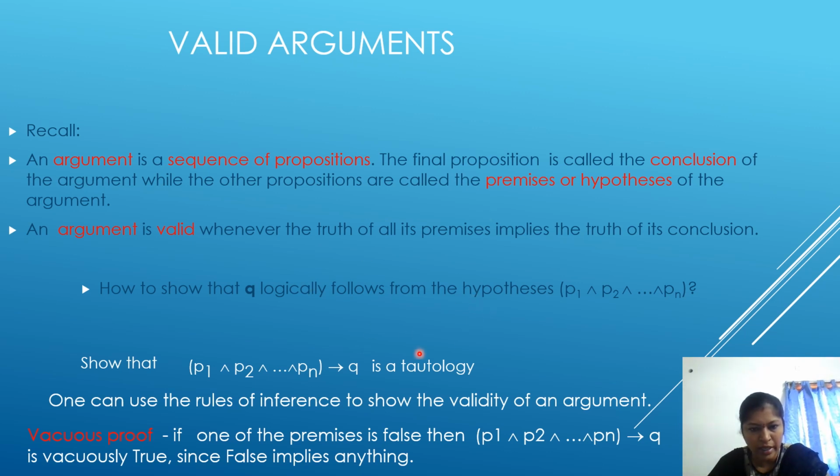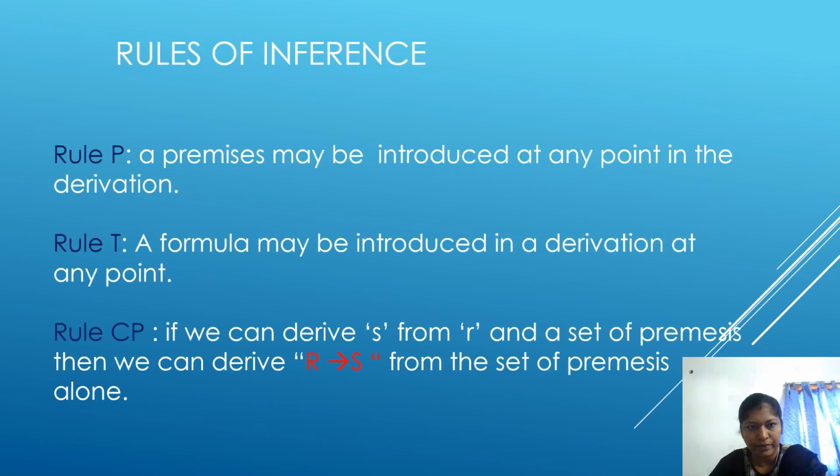Here you can observe that the sequence of propositions are taken as P1, P2, P3 and so on, Pn, and the relation between the propositions, that is P1 and P2 and P3 and so on, Pn implies Q, is a tautology. Tautology means the totally true statements are called the tautology, and the totally false statements are called the contradiction.